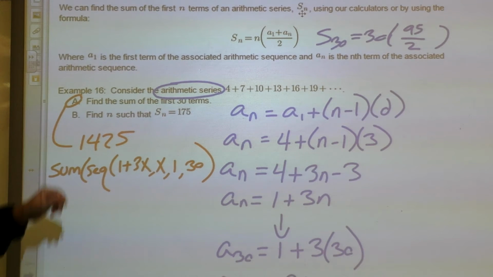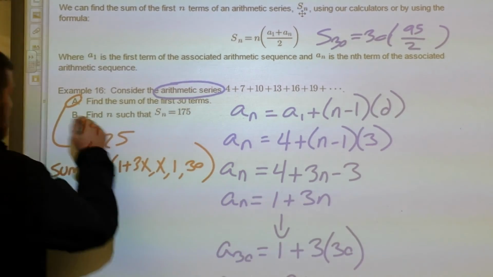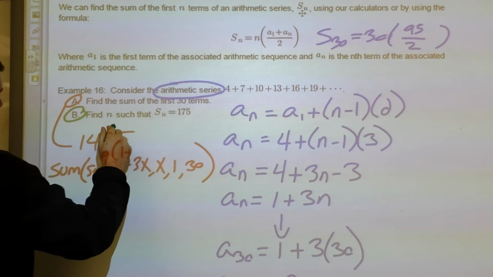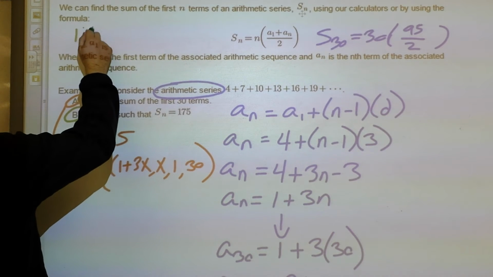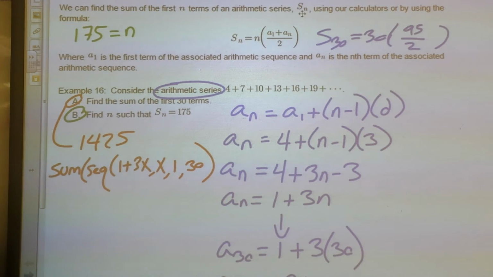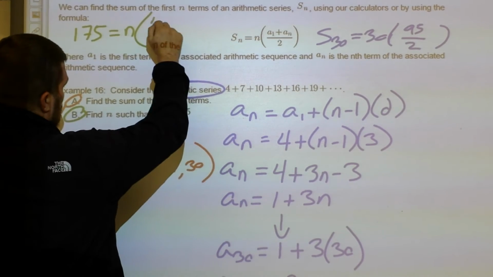So you can either use this rule here, or if you remember how to use the calculator, that's perfectly fine. Now we want to find n so that the sum is 175. So again, I'm going to use this rule here and plug in what I know. I know that the sum is 175. I'm trying to find n, so I'm going to leave that alone. I know my first term in the series is 4.